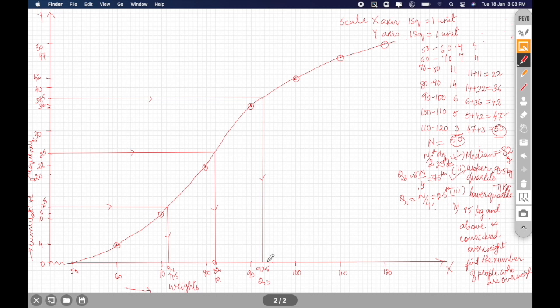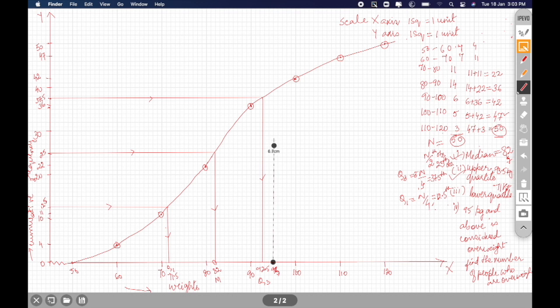1, 2, 3, 4, 5. Yes, this is the position of 95 kg and above. So for 95 kg to 120 kg, how many people fall under this category? We have to find that out, and hence we have to now draw a line parallel to the y-axis starting from 95 on the x-axis, right?